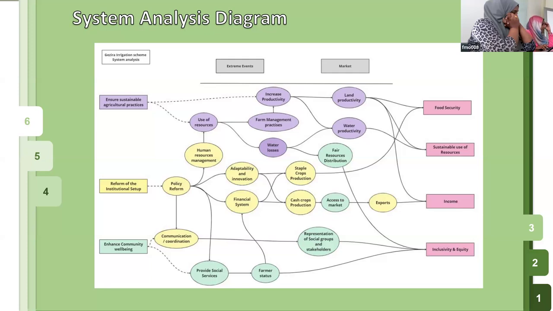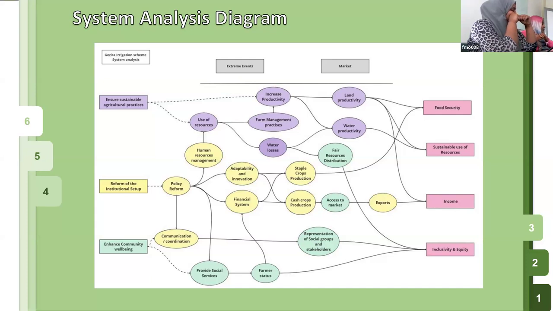To achieve these objectives, we developed three actions or means, and this is on the left side, sorry: ensuring sustainable agricultural practices, reforming the institutional setup, and enhancing community well-being. If you look at the diagram, we can see the interaction and the causal relations between the internal system elements.